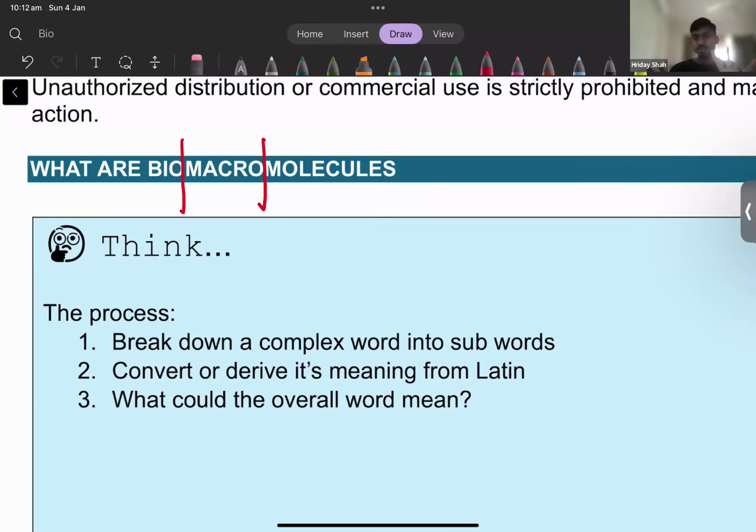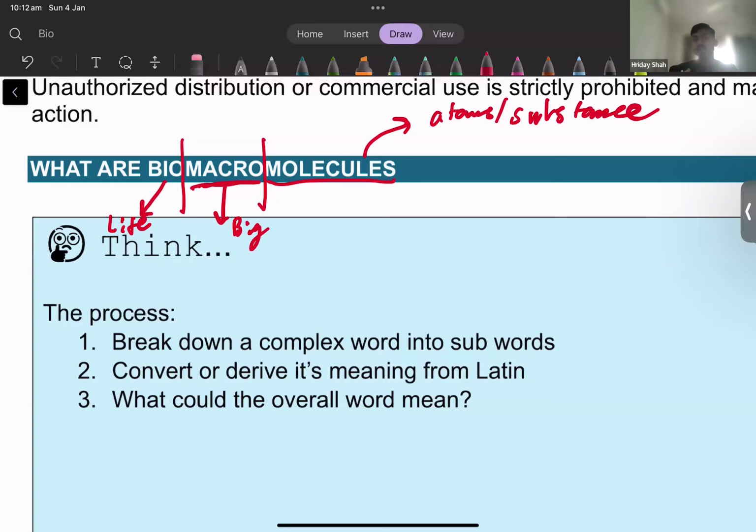This example is probably a bit more straightforward for English. Molecules, I hope we all know what molecules are. Macro is just talking about on the big stage. And then biology, or bio for short, is going to be talking about life. So what this is saying, molecules, or if you can think of atoms or the substance, what are the big atoms? What are the big substances that are responsible for making up life? So this is the process we will always follow for breaking down and understanding what these words mean.